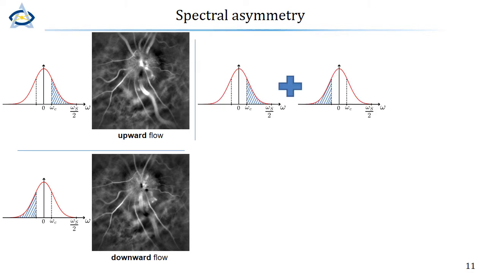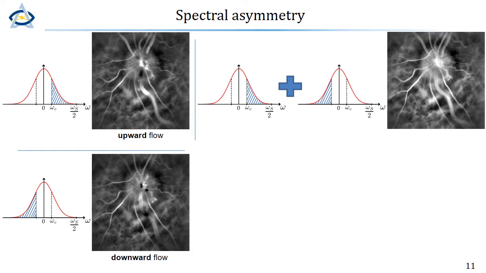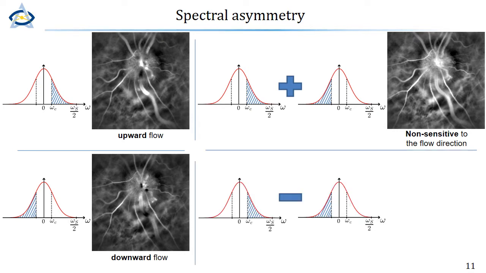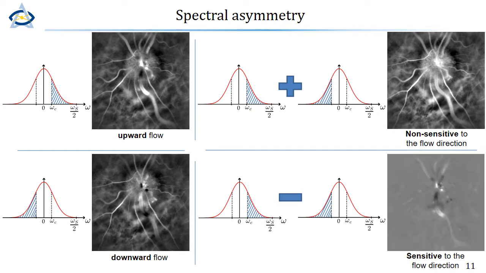Now, usually what we depict is the summation of the two halves of the spectrum, which results in an image that is not sensitive to the flow direction. And now what we introduce is an image that is the difference of the two halves of the spectrum. So it's an image that is now sensitive to the flow directions. And it would be very interesting to combine these two pieces of information, as this one is not sensitive, but this one, it's black, so it's negative where flow is going downward, and white, positive, where the flow is going upward. So how can we combine these two images?